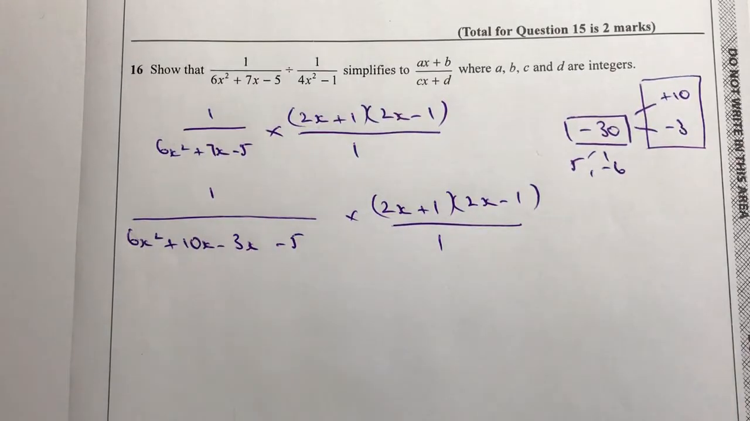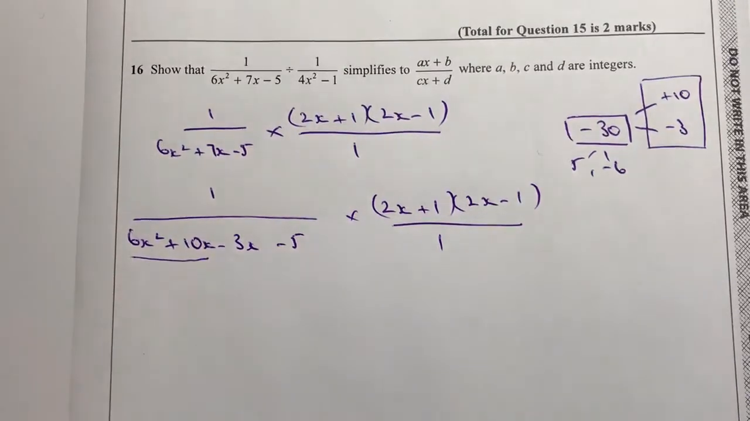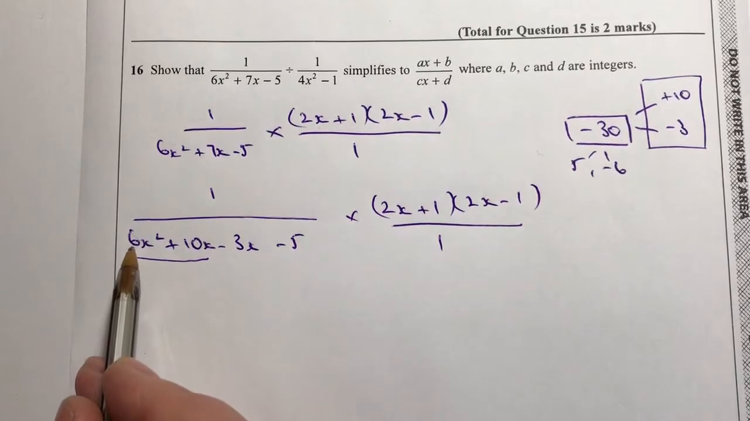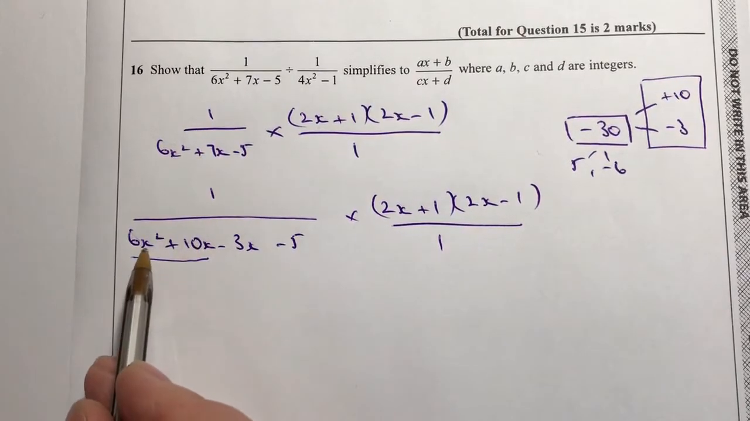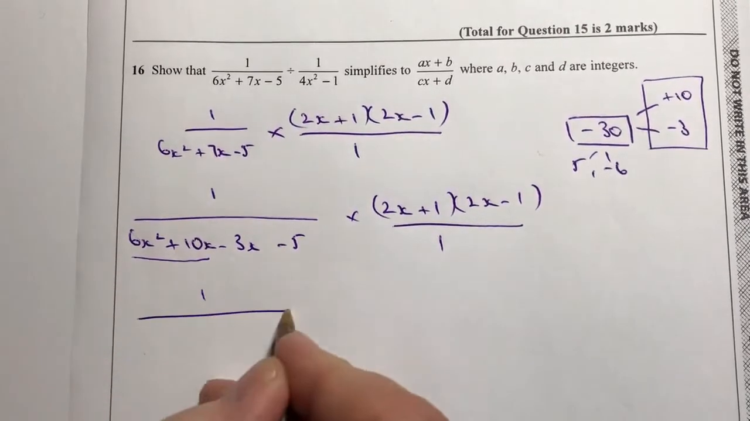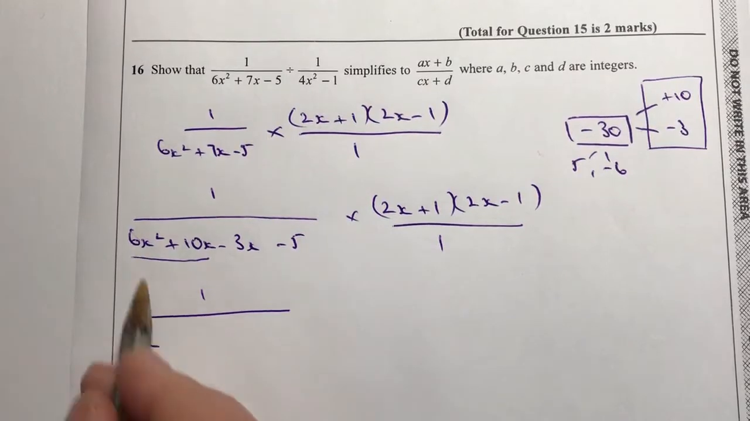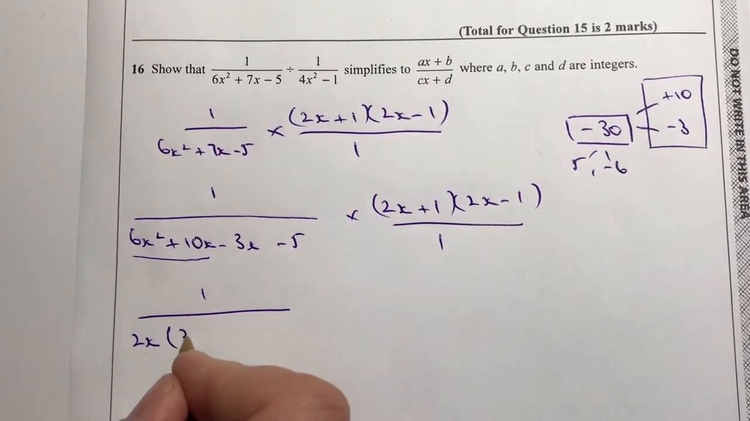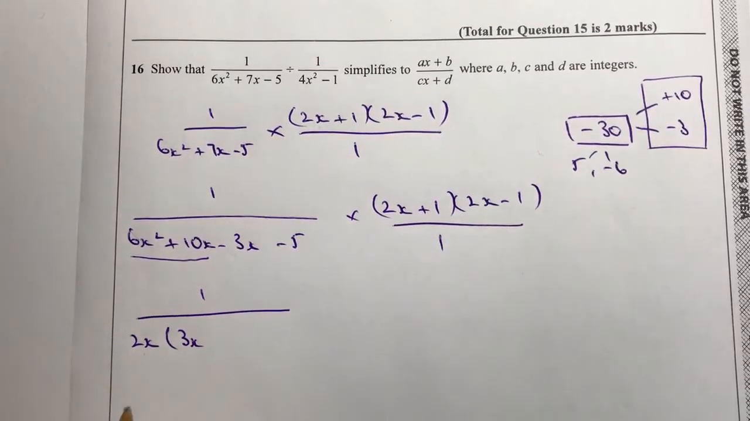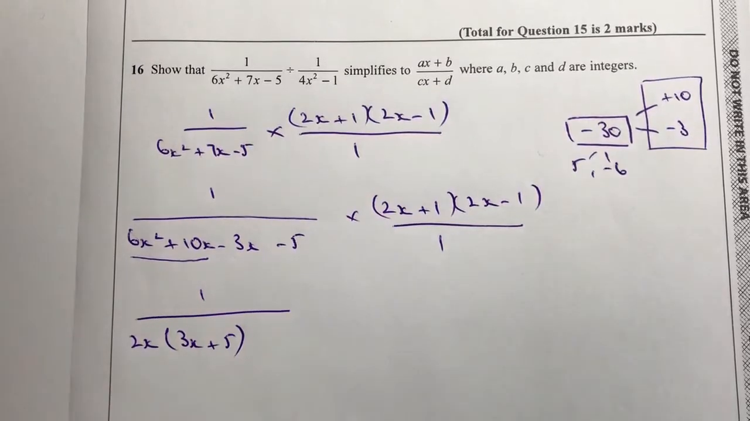Now, the next stage with that is we look at the first two terms. Okay, and we factorise those two terms. Now, the biggest number that will go into both of those is 2, and the letter that's common to those is x. So I'm going to write that as 2x, and then what do I multiply 2x by to get 6x squared? Well, that's 3x. What do I multiply 2x by to get 10x? Well, that's going to be plus 5. Okay, so that's the first little bit.